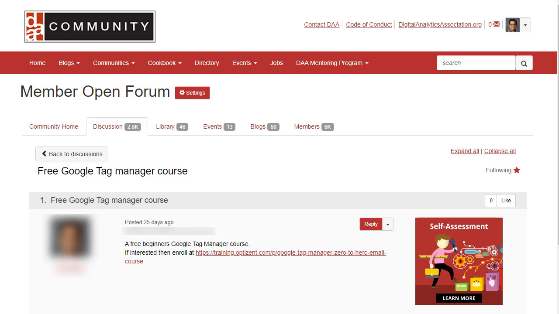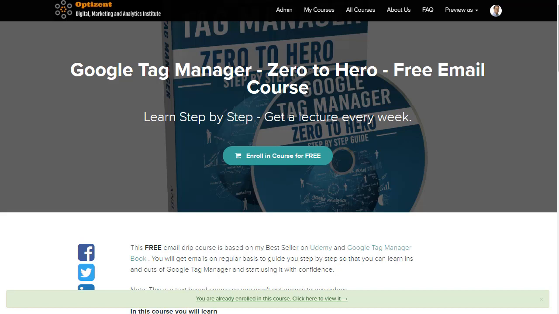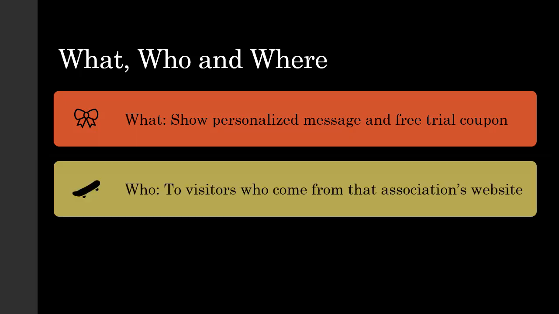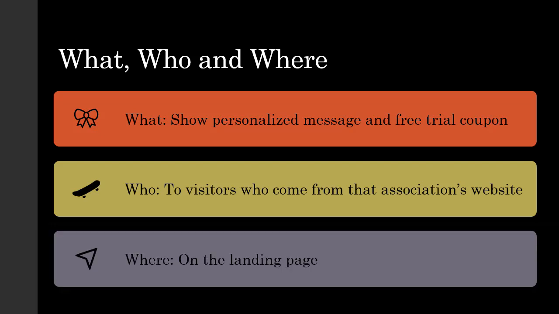In order to fully capitalize on that traffic, I decided to create a personalized message on this landing page for the users who are coming from the link posted on that association's website. So here's what I decided to do. Show a personalized message and provide a free trial coupon to visitors who come by clicking on the link on that association's website. We are going to show this personalized experience on the landing page. So let's go to Google Optimize and see how to set this up.